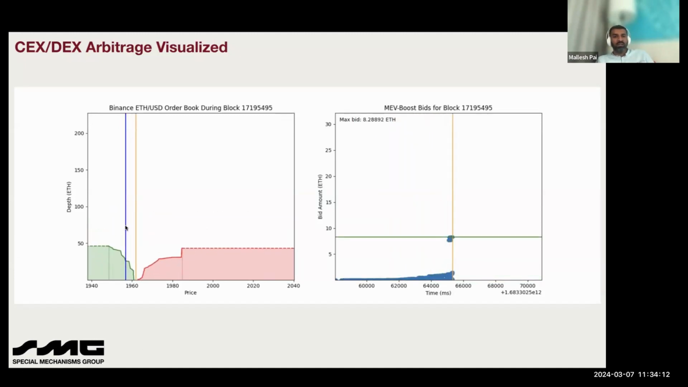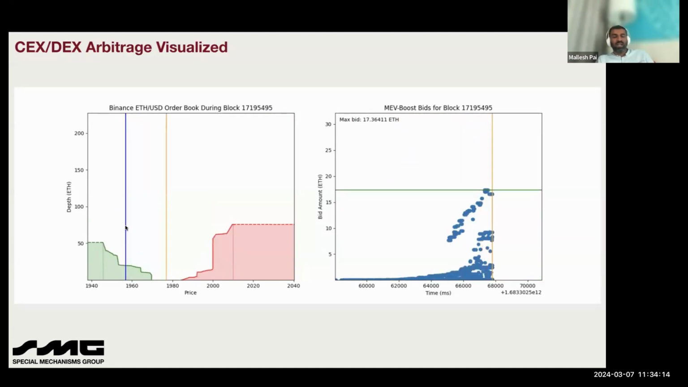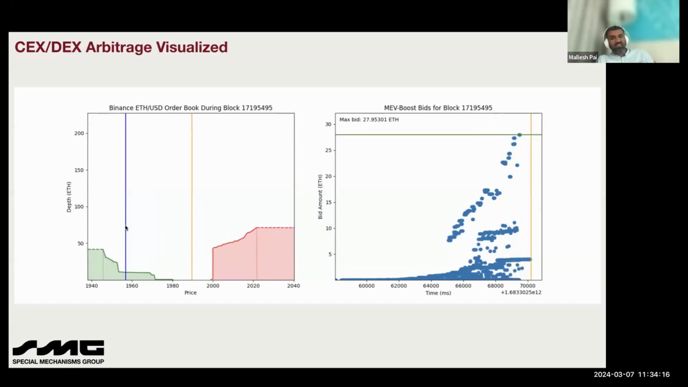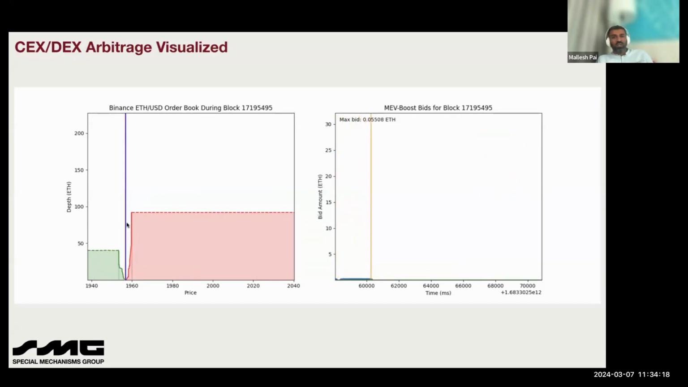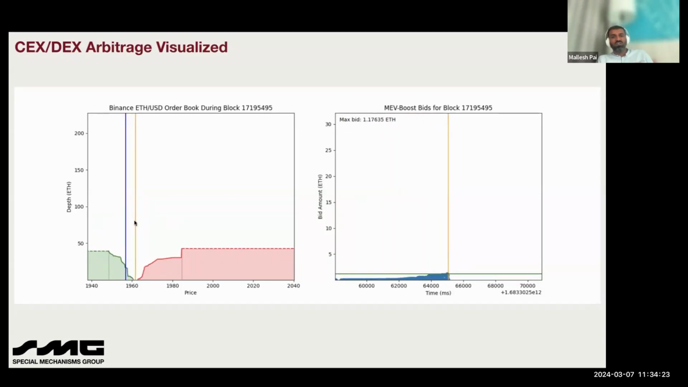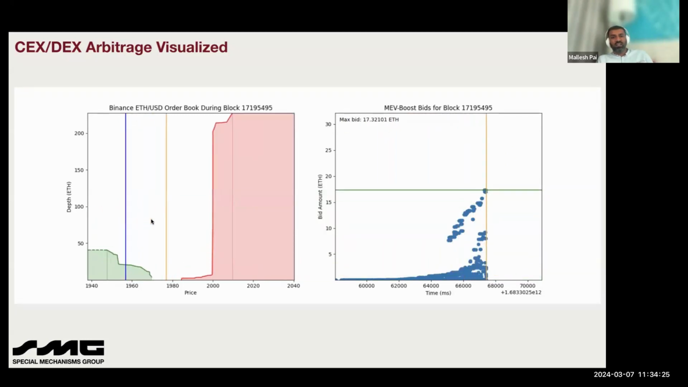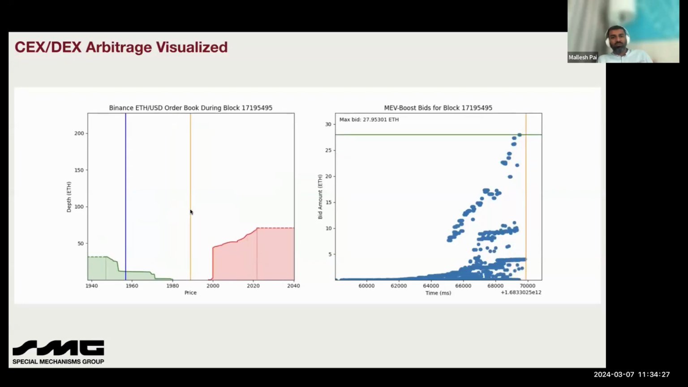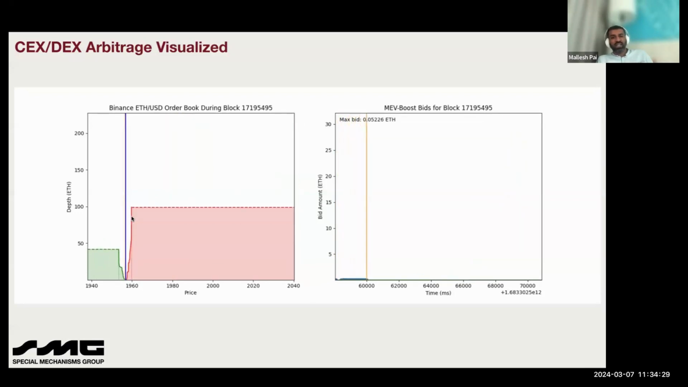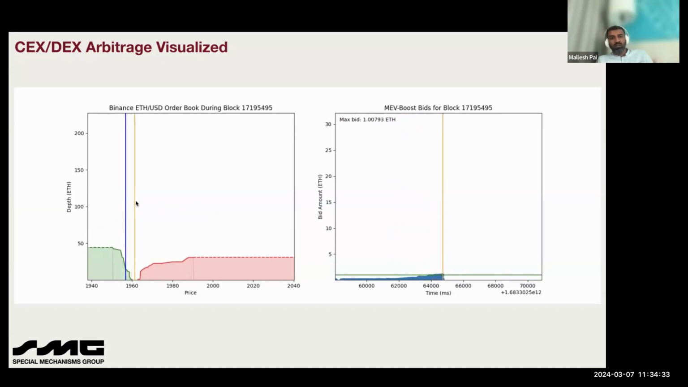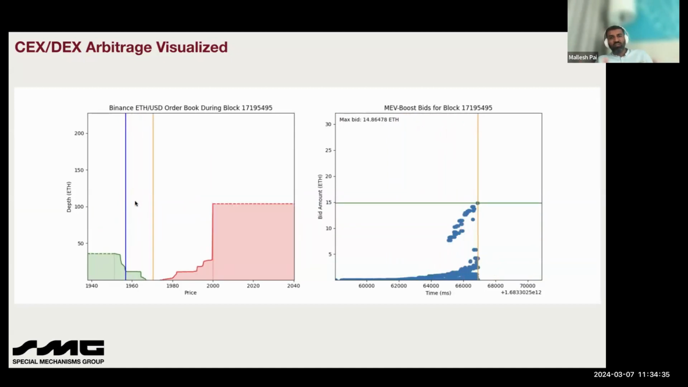The purple line is the midpoint at the start of the last block, or when the last block was announced. Over time, of course, the Binance price moves, but this block in particular was very volatile. The price of Ethereum during that block moved by nearly $50, and you can see that as the movement in the yellow line. The yellow is the mid over time.